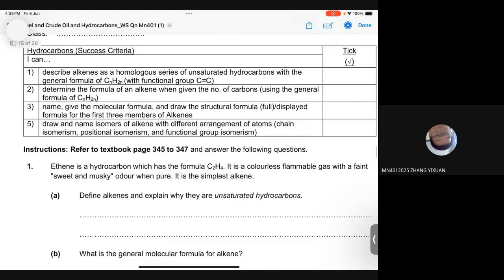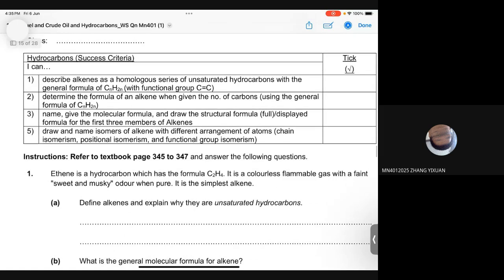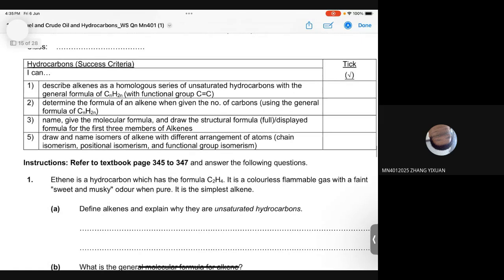Okay, so in the previous lessons, we actually covered all the way until the end of alkane already. So now we're going to go into alkenes. Okay, we're going to go into alkenes now. So let's start on this.